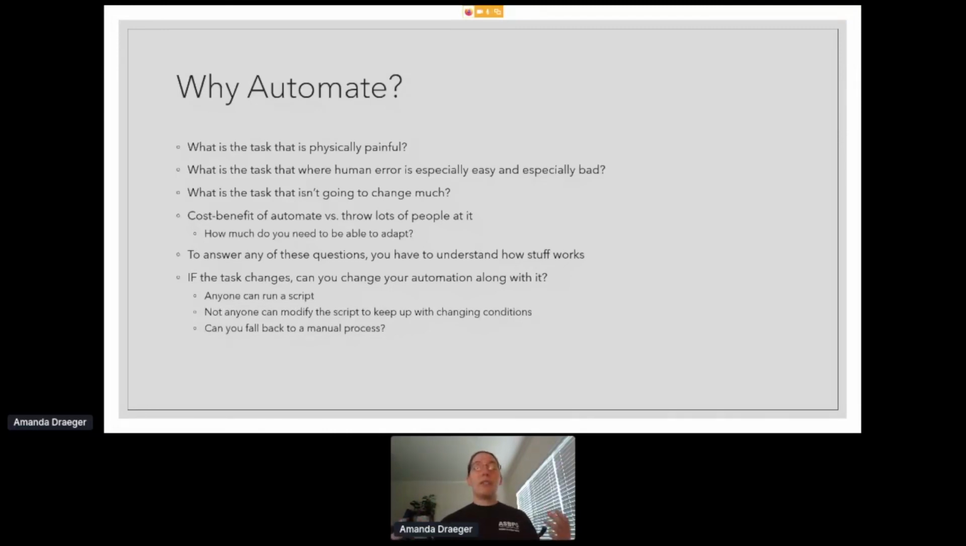Another question to ask is, what task within that process is where human error is especially easy and especially bad? So as I mentioned before, with that bias tape, the cost of the error is that you might burn your fingers, and steaming your fingers is bad. If you get close enough, you actually run the iron over your fingers. That's really, really not good. And that's also really easy to do. So, focus on where humans perform the worst. That's probably where computers are going to perform the best. So again, that's where you're going to get a really high return on investment.